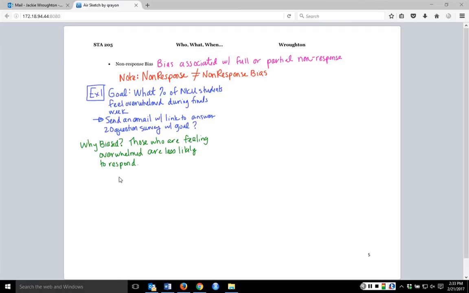Does that make sense? Let's look at a second example to see if it does. Let's first talk about my goal. I'm going to determine what percent of able U.S. citizens are registered to vote. That's what I would like to know.